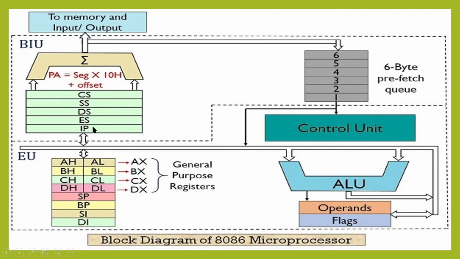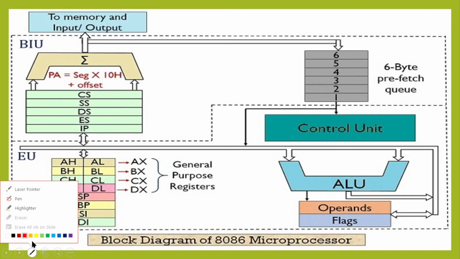For example, when we are going to fetch the next instruction from memory, the instruction pointer will provide the offset address. So with the help of the code segment and the instruction pointer, we will find the 20-bit physical address.